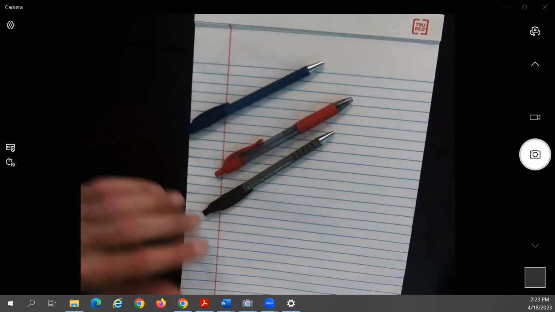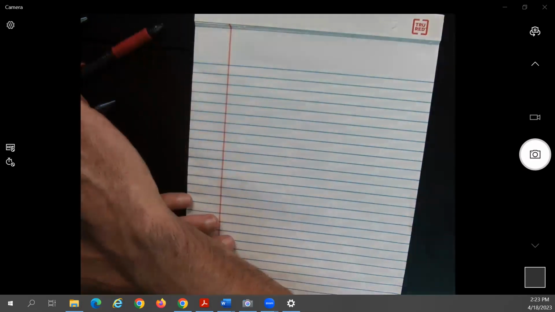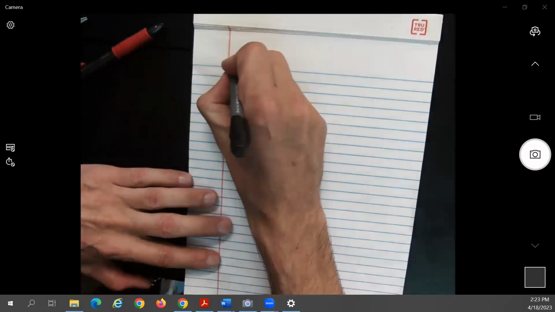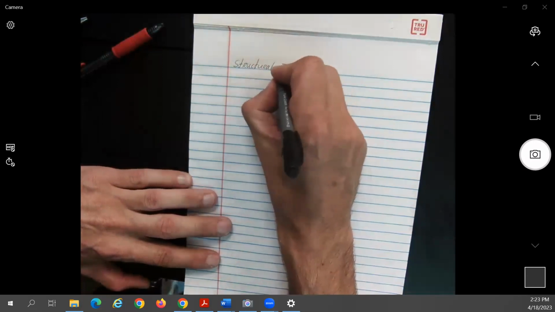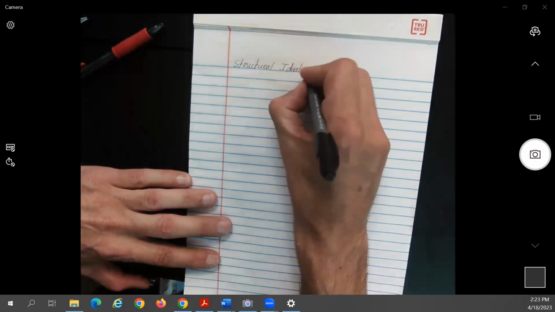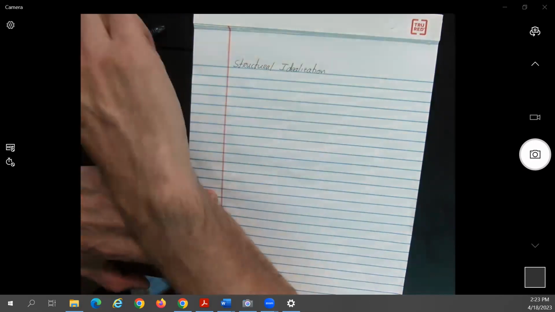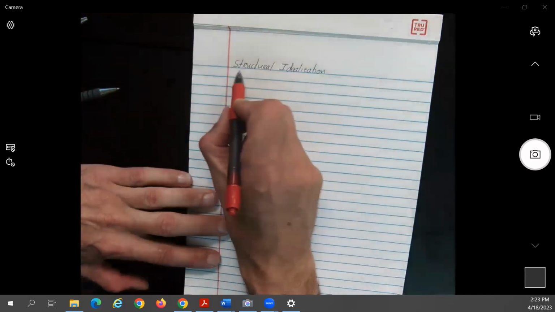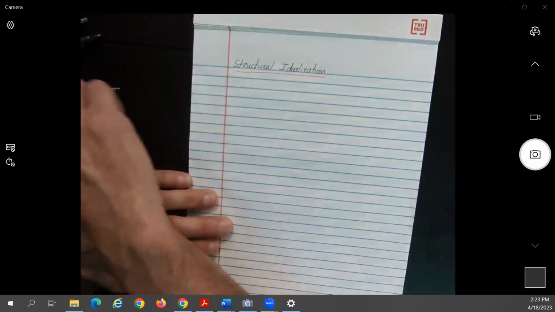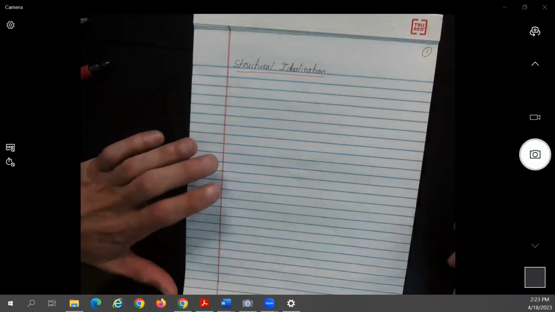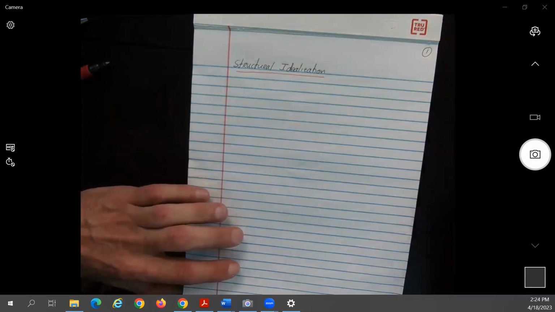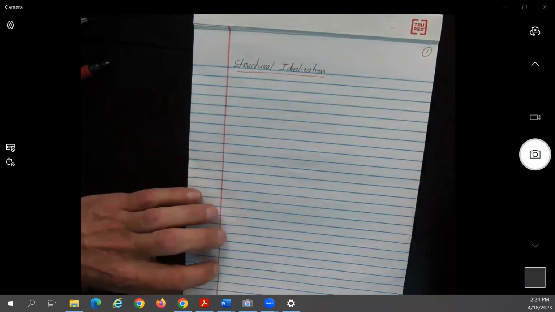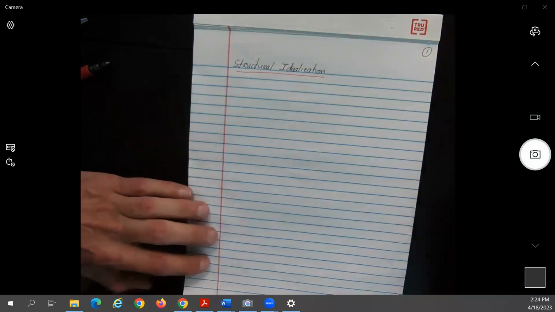All right, so it's just a couple more things that I want to do for the class. One is basically what is known as the structural idealization. Okay, and it's something that I believe you should have covered a little bit in structures 1. So basically, what is the structural idealization?